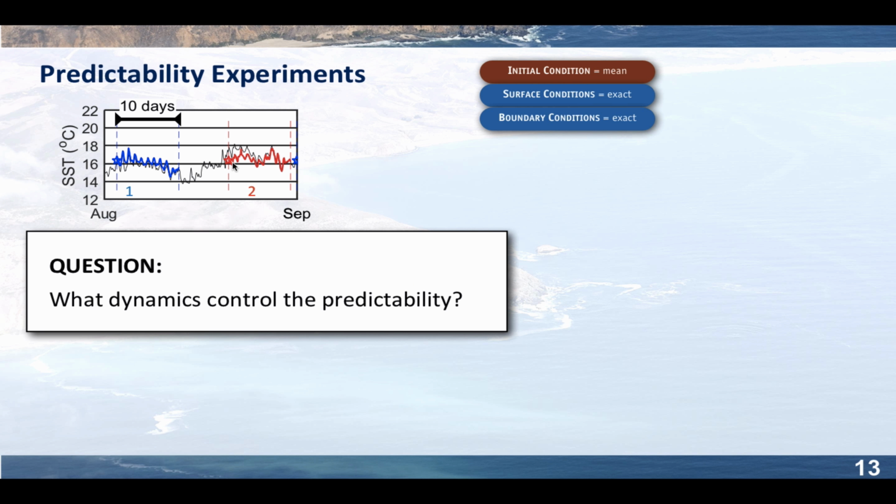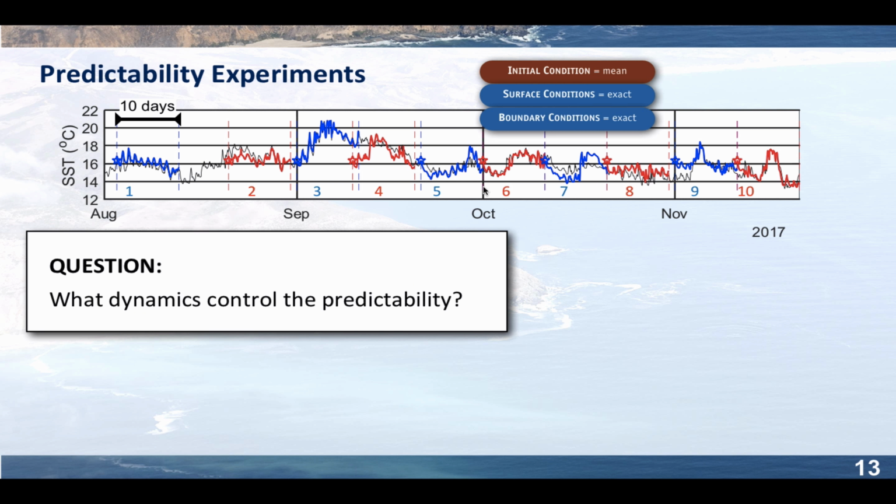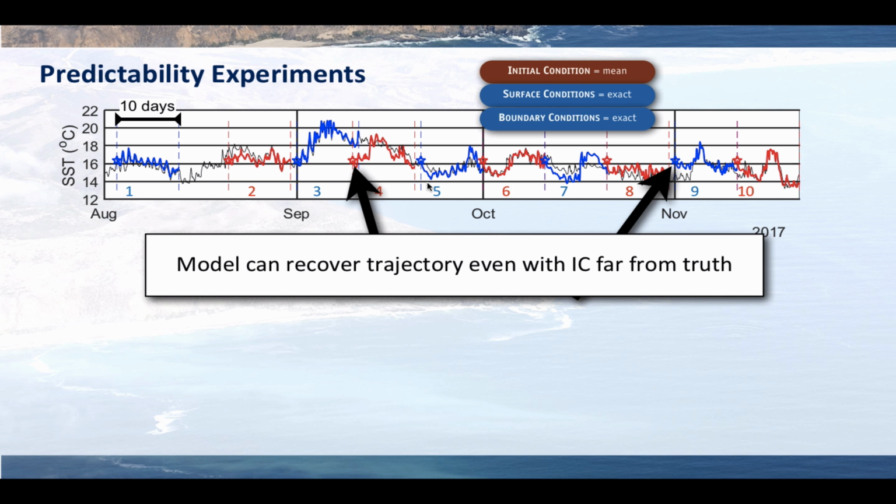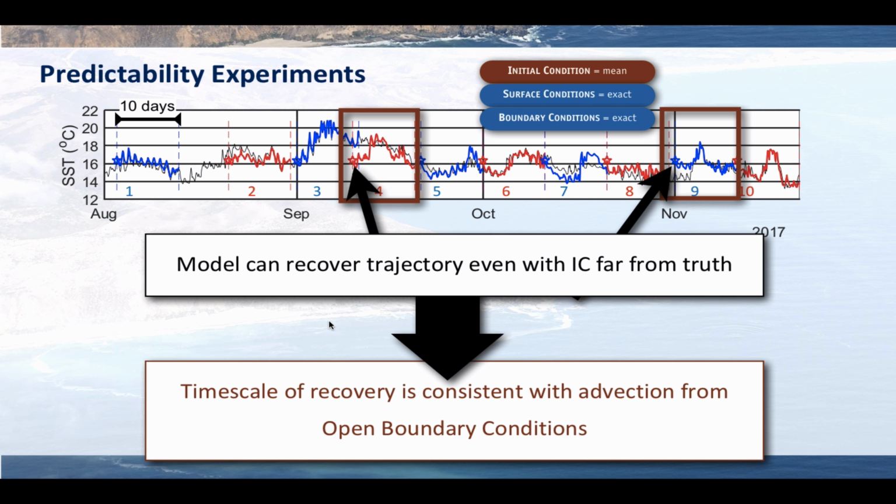And you can do it a second time, and you can do it many, many times. And here I'm showing you 10 members of the first ensemble. If you look at this time series, what you find is that there are times in which the model initial condition is far from the truth, but the model can actually recover the trajectory even when the initial condition is far from the truth, like in these two locations. However, this is not surprising because it turns out that the time scale of recovery is consistent with advection from the open boundary condition.